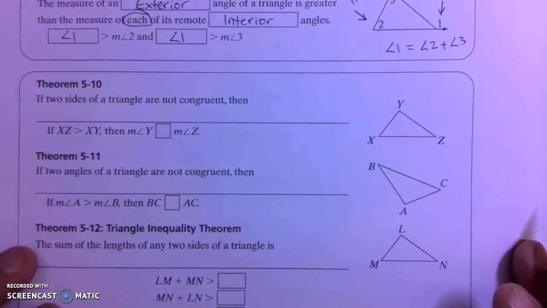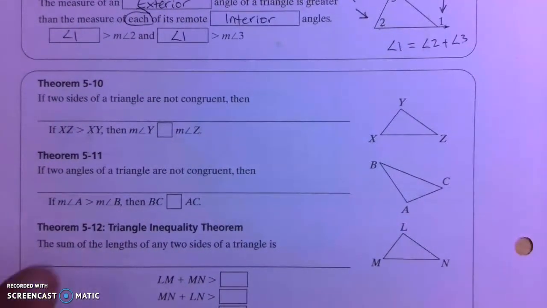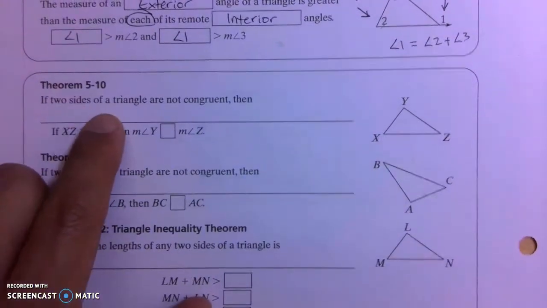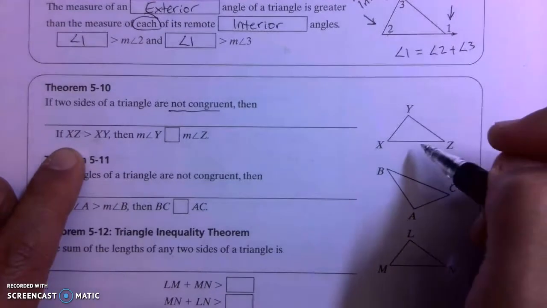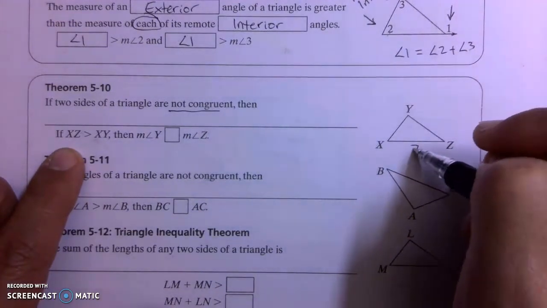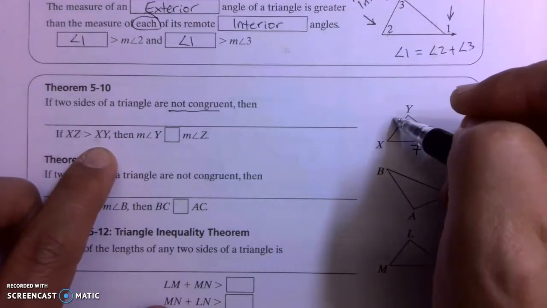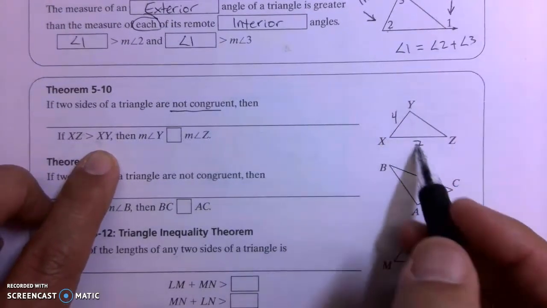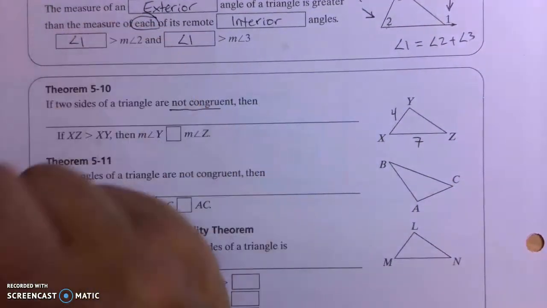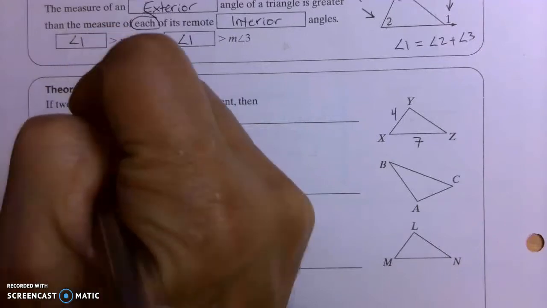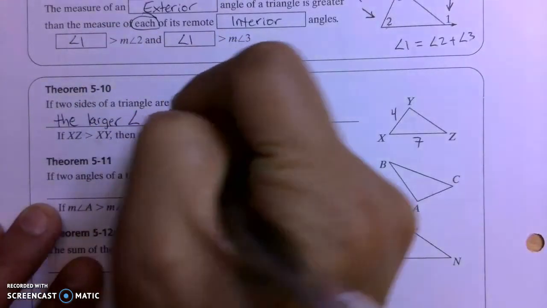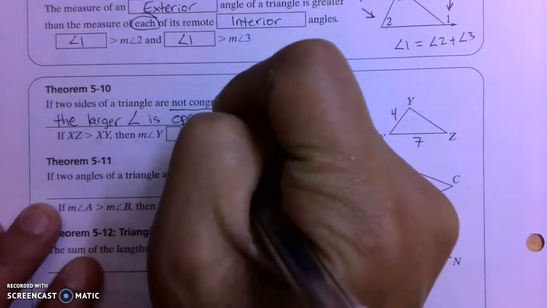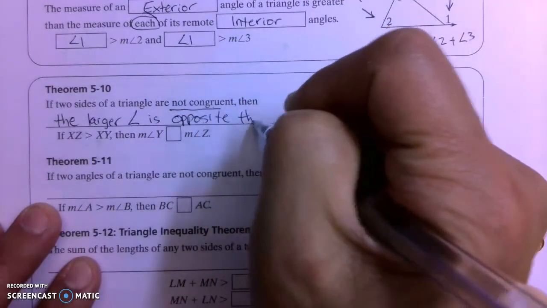Let's move to theorem 5-10. If two sides of a triangle are not congruent, so we don't have equal measurements here, let's put a 7 here, and on the other side, I'll put the number 4. Obviously 7 and 4 are not equal. Then the larger angle is opposite the larger side.